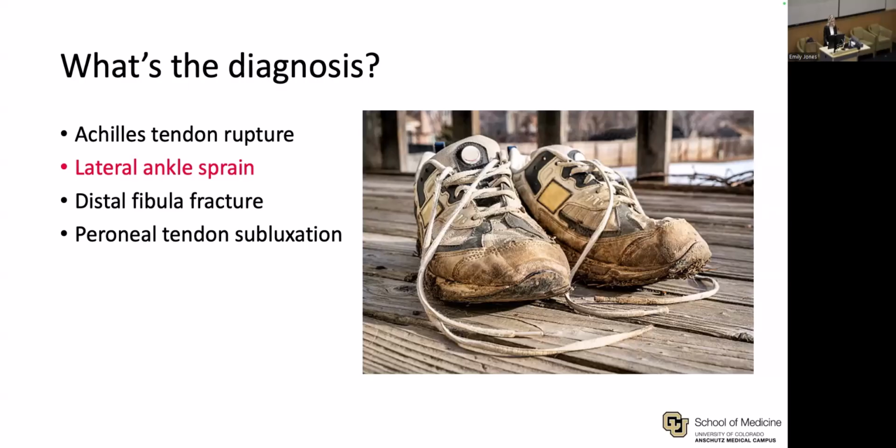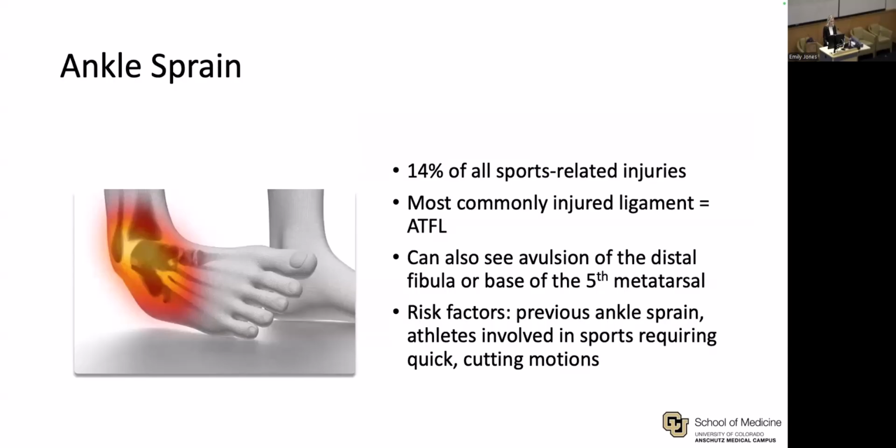As I mentioned, those 3 ankle ligaments are not all that strong. So that's why people tend to sprain the lateral side of the ankle. Ankle sprains make up about 14% of all sports-related injuries. And as I mentioned before, the most commonly injured ligament is the ATFL. And sometimes you can also see an avulsion of the distal fibula or the base of the 5th metatarsal.